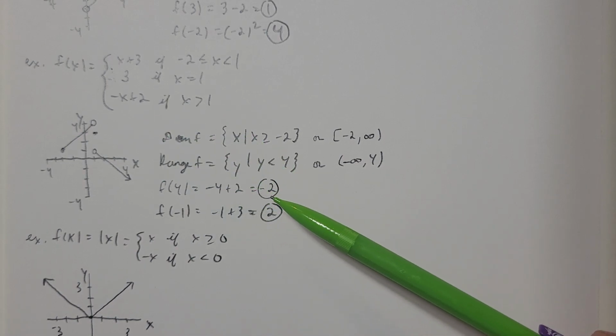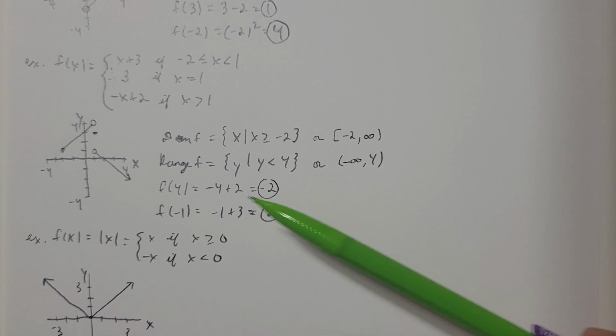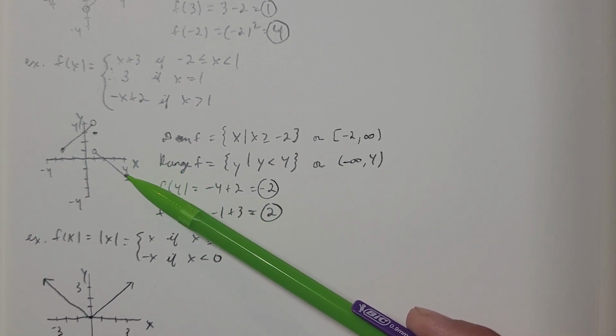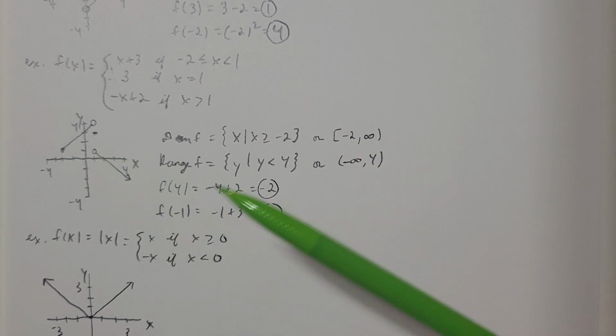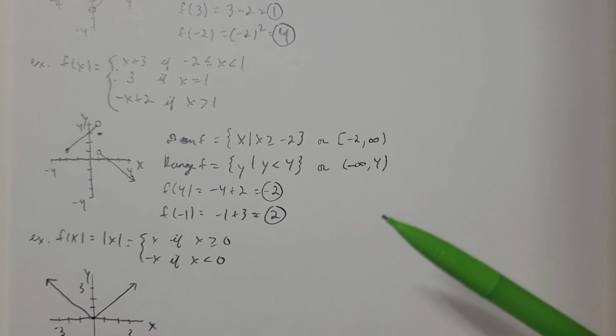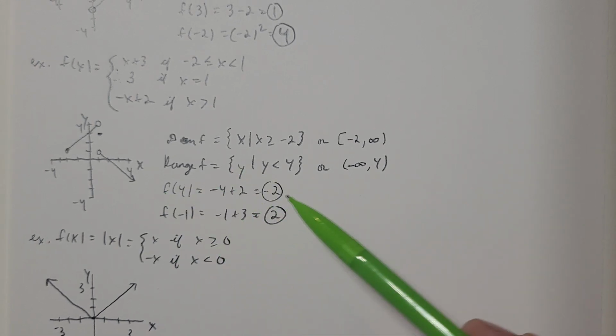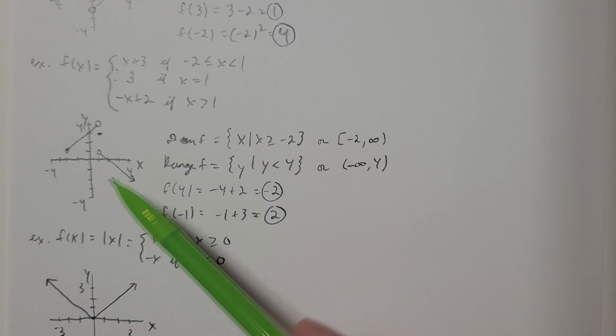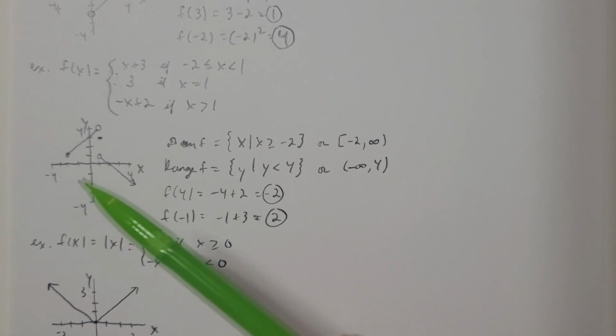So I need to plug 4 specifically into piece 3. -4 plus 2 is -2. So the point (4, -2) should be on the graph, and here's that point. Having the graph there is good because I can verify that the point is on the graph, right? I don't want a point way over here or something like that. It's not on the graph anywhere.